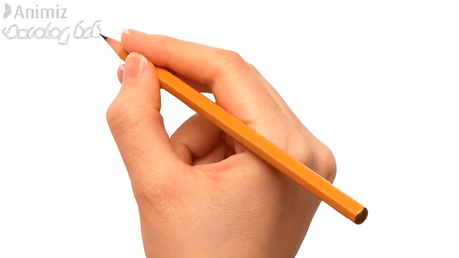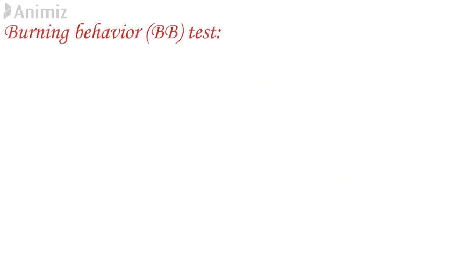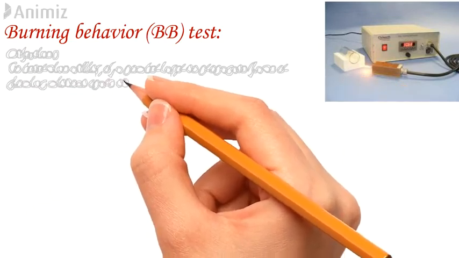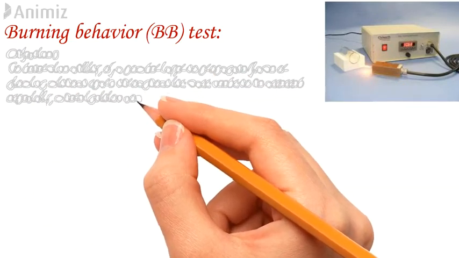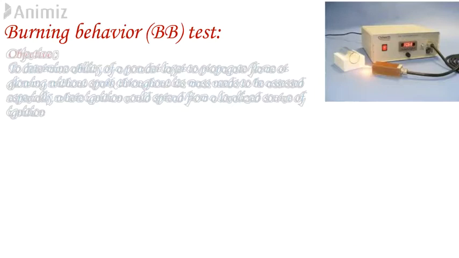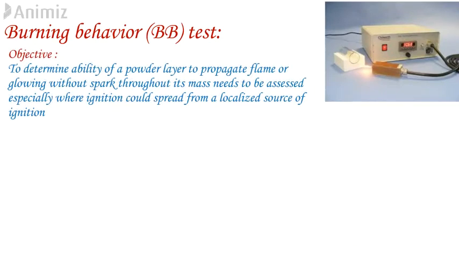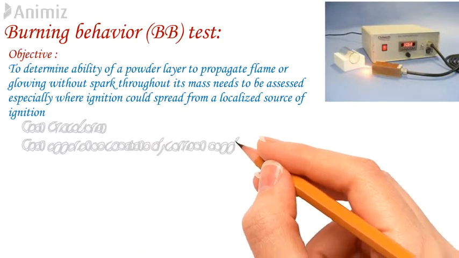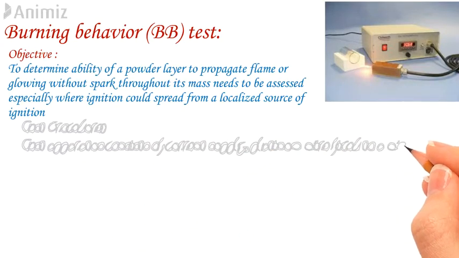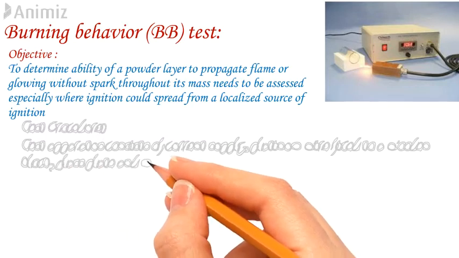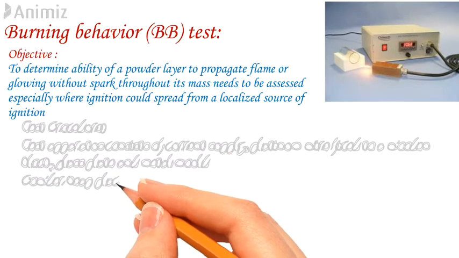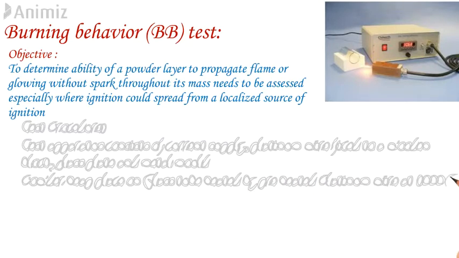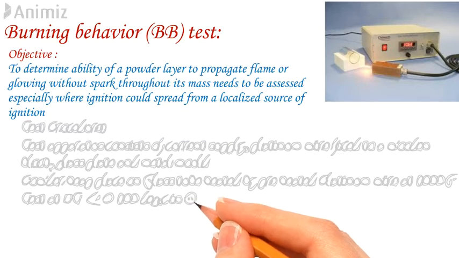First, determination of combustibility class or burning number. The ability of a powder layer to propagate flame or smolder throughout its mass needs to be assessed, especially when ignition could spread from a localized source of ignition. Burning behavior test procedure. The test apparatus consists of current supply, platinum wire fixed on wooden block, glass plate and metal mold. Powder is placed on the glass plate in the form of a heap by using the metal mold. The test is performed at ambient temperature.